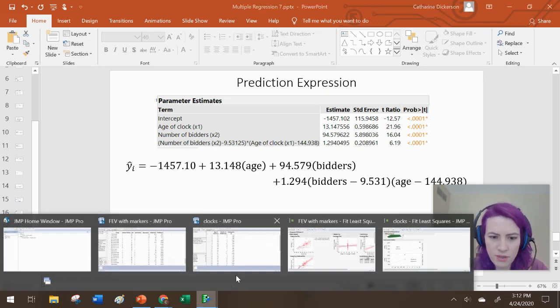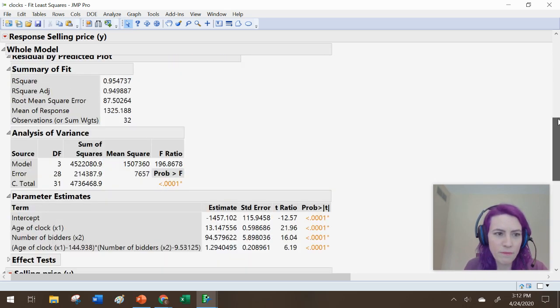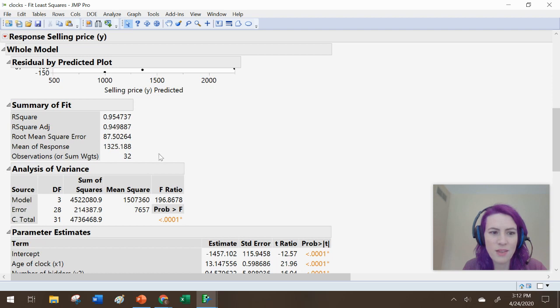That prediction expression is going to give you a very good estimate, because if you look at the summary of fit for this interaction model, this is a very good model. We're explaining over 95% of the variability in the price. And after adjustment, it's still about 95%. Our root mean square error is down to 87.5, so our predictions are usually only off by $87.50, which among these clocks that cost, on average, $1,325, is a pretty small amount of prediction error, it looks like. All right, so this is a very good model.